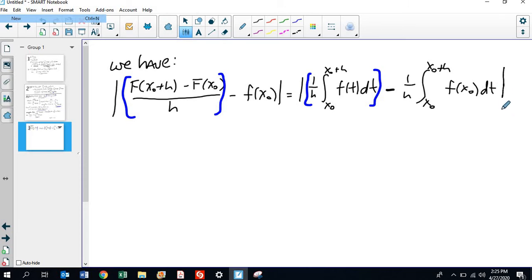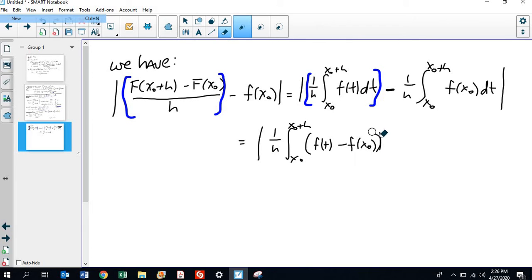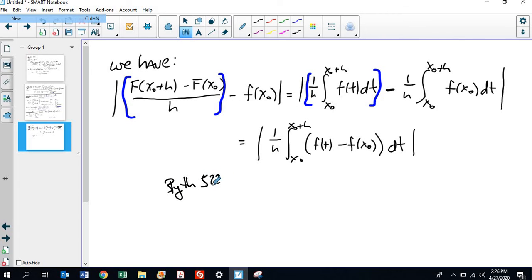dt. Okay, so we use the linear property of integrals to combine these and get the integral from x0 to x0 plus h of f of t minus f of x0, not an absolute value, but dt. All right, and then we use Theorem 5.22 to move the inequality inside the integral.